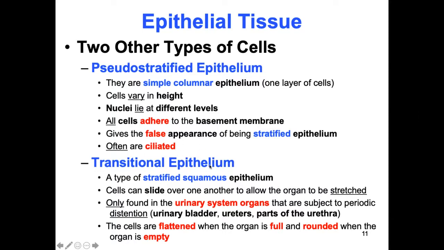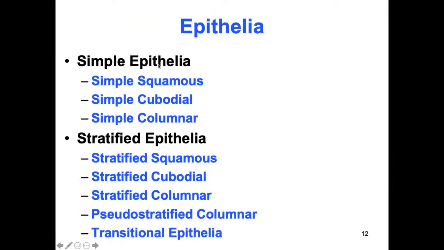The transitional epithelium, it's a type of stratified squamous, but they start to modify and change their shape depending on the organ, like the urinary bladder and the ureters and parts of the urethra. They can certainly alter in their shape. They can start out as flat, and then when the organ is full, they become round, right? And then when it's empty, it changes its shape again. So I think of the urinary bladder when it comes to that.